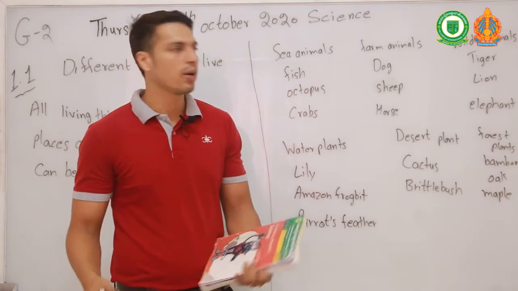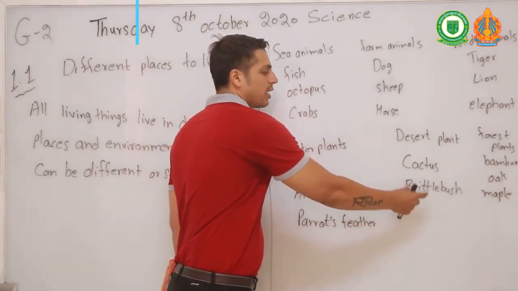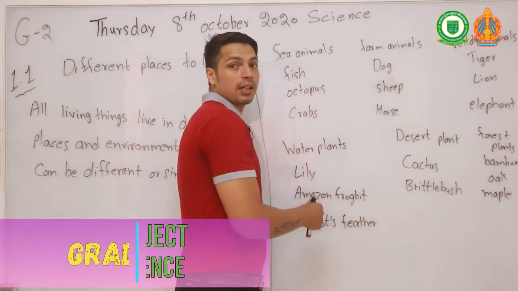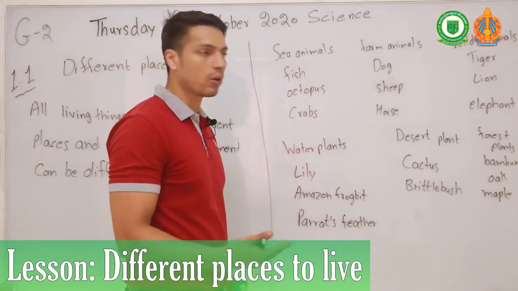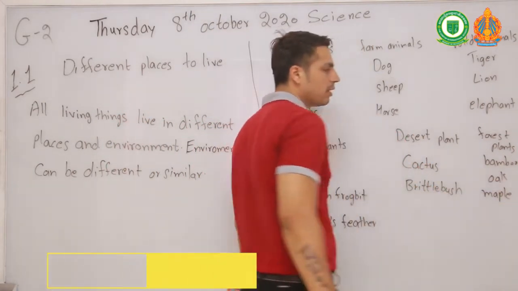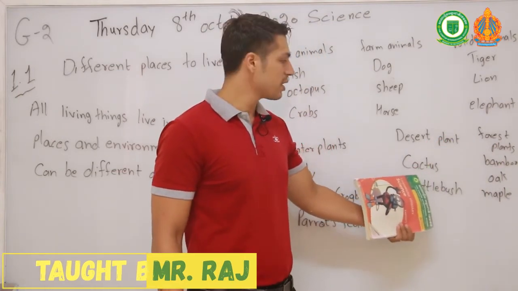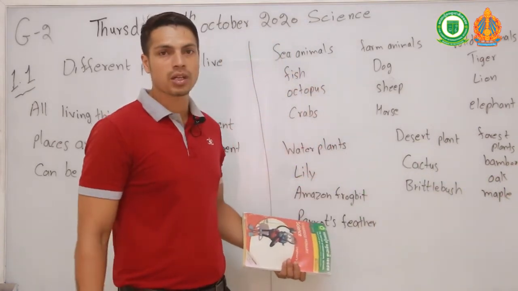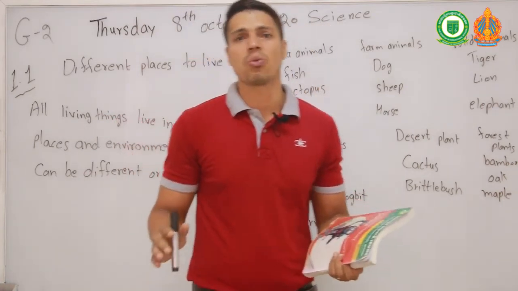So these plants can grow in the desert. A lily cannot grow in the desert, and a cactus cannot grow in the water. So two different plants need different places to survive and grow. Forest plants like bamboo, oak, and maple cannot grow in the desert. These plants can grow in the forest, and these plants cannot grow inside the water. So different living things need different places to survive.